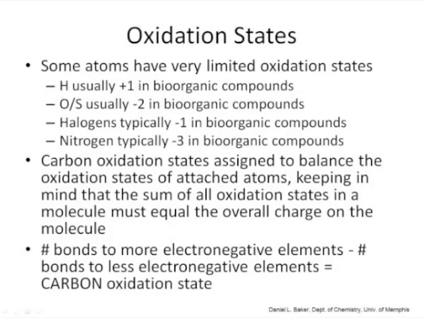So we know that hydrogens are almost always in a +1 oxidation state. Oxygen and sulfur are almost always in a -2. Halogens -1, and nitrogen is typically in a -3. It's the carbon oxidation states that are going to vary more than anything. And we've talked about this before.